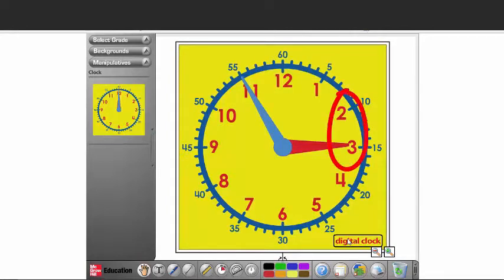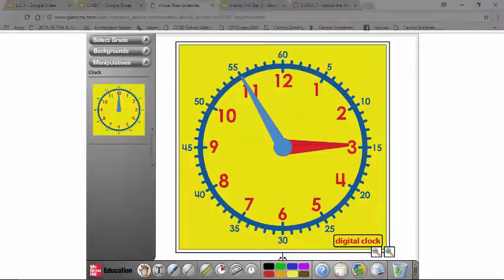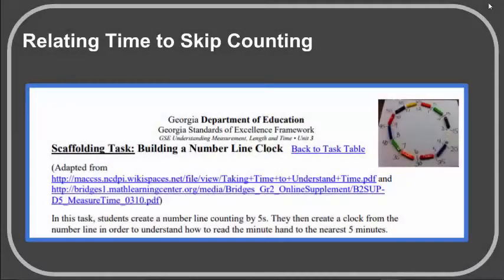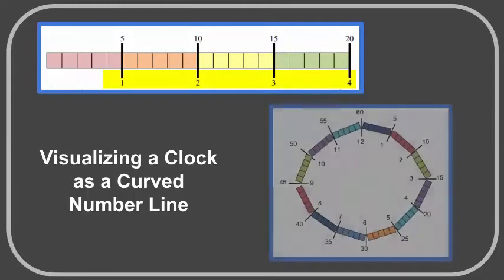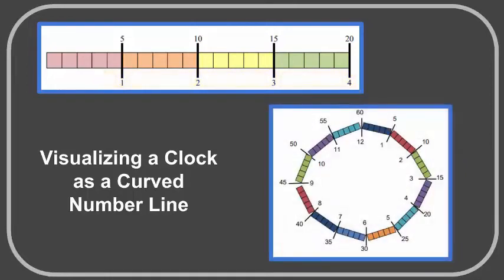A common error when reading analog clocks is that students may see the hour hand is very close to the 3, and they may say 3:55 instead of 2:55. The hands-on tools help students avoid this misconception. The task, building a number line clock, helps students relate telling time to skip counting by fives. A number line that visually shows skip counting by fives can also be labeled to show the number of fives included on the number line.